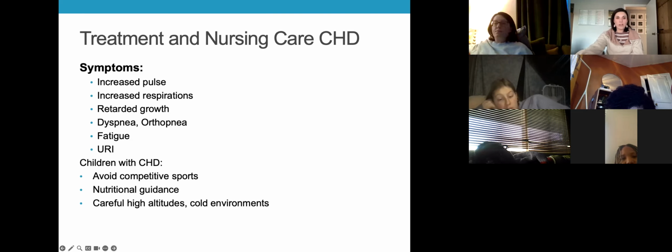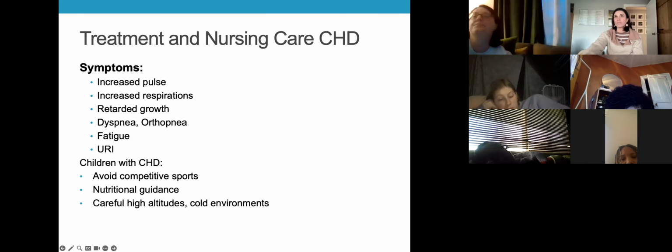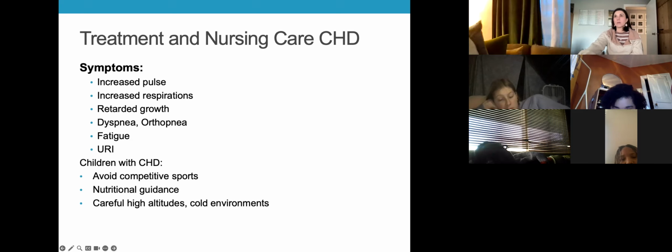We also need to provide nutritional guidance. They're going to need high calorie meals, but they're going to have to be small and frequent to avoid that fatigue. So we really have to maximize our calories in as little as possible for these patients. And they also need to be careful of high altitudes and cold environments because that can put stress on your respiratory system.